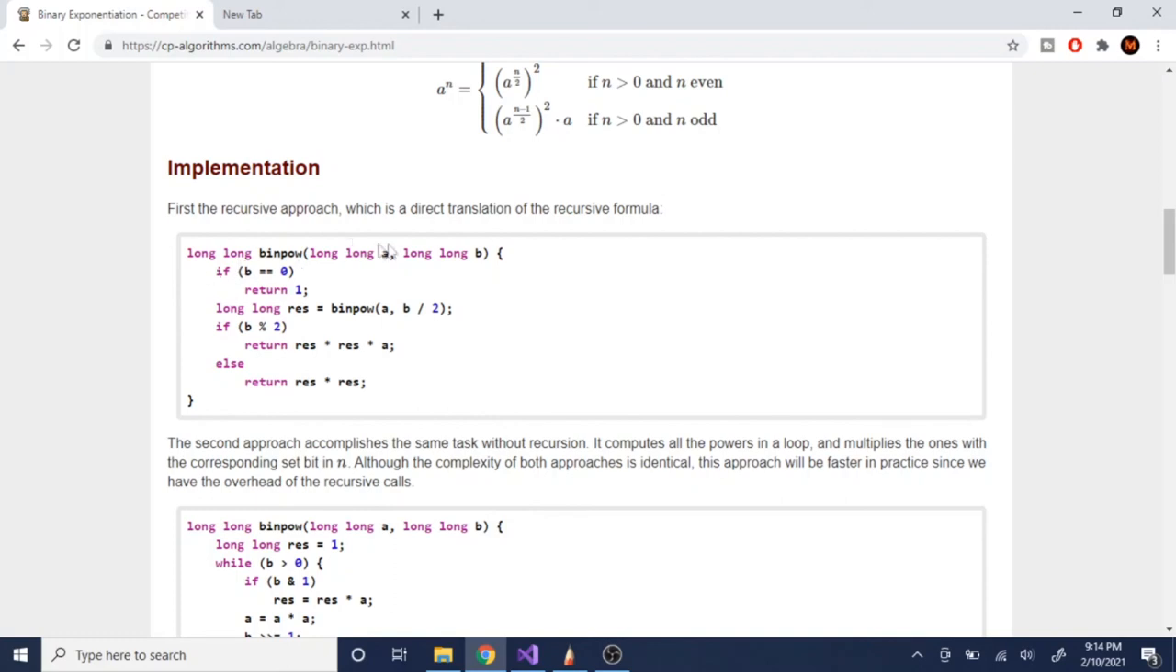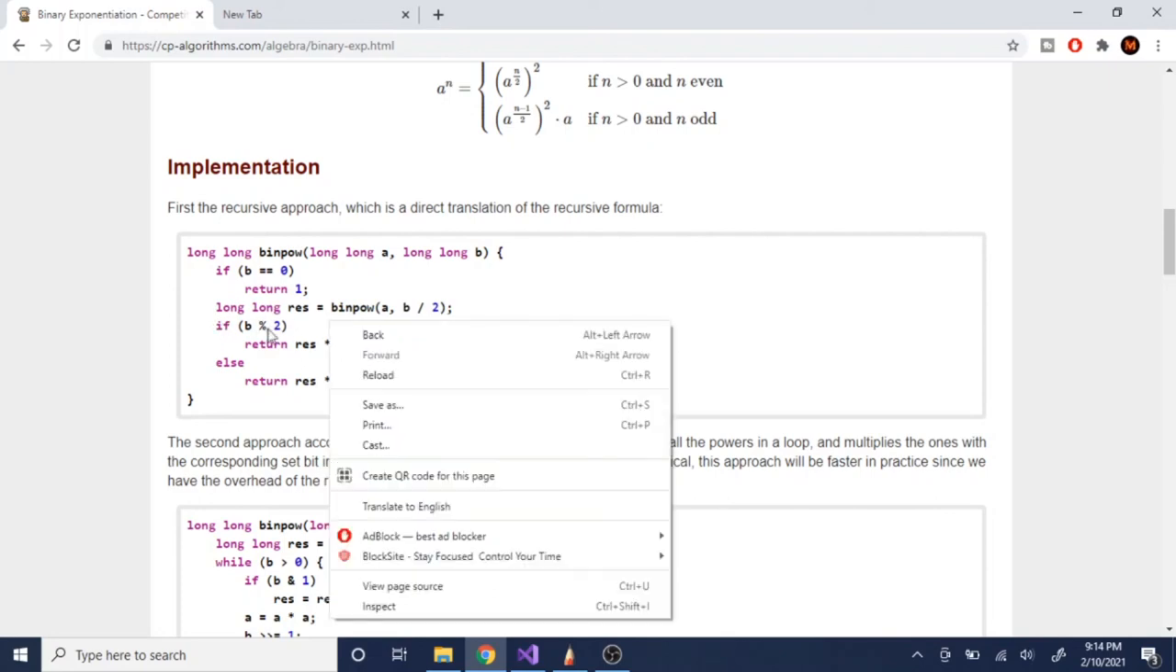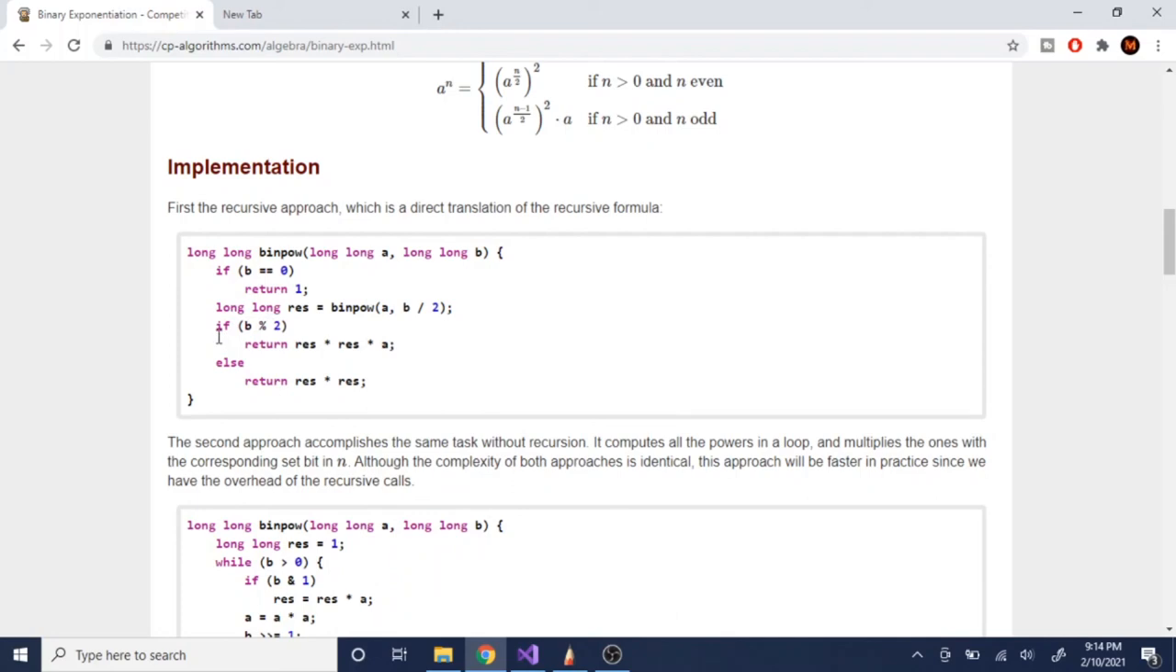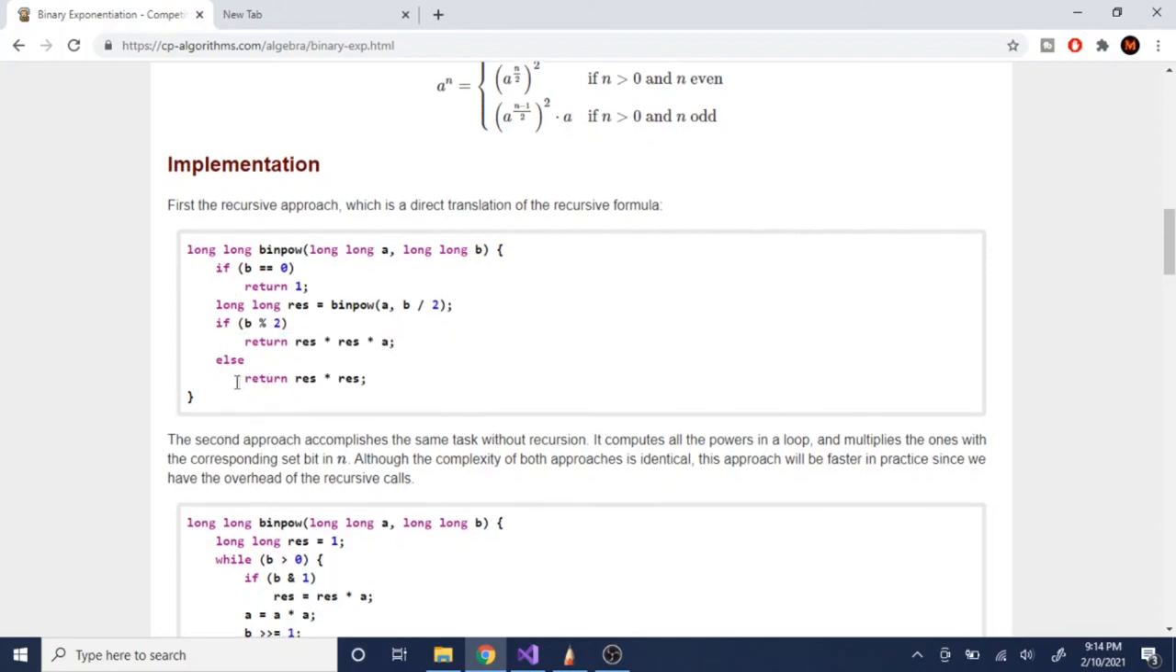Here, if b is equal to 0, they return 1. That's kind of the same thing as the iterative approach, right? Because we're dividing by 2 every time, and then we pretty much multiply by itself. Then they take their result by recursively calling b over 2. Here they're checking if mod by 2 is not equal to 0, so this checks if it's odd. If it's odd, we multiply res times a, just multiplying a once. Otherwise, we multiply res times res itself. So this is the recursive approach to do it.